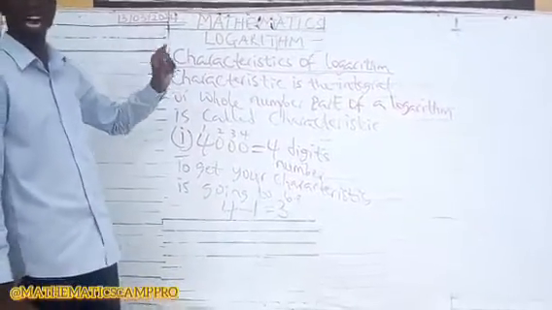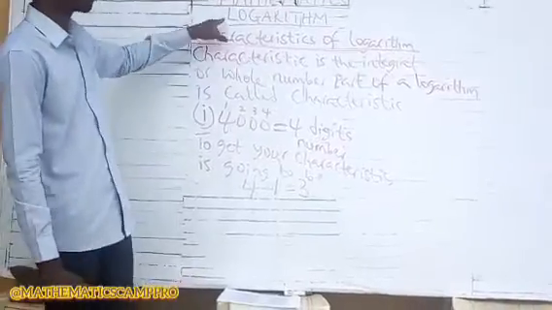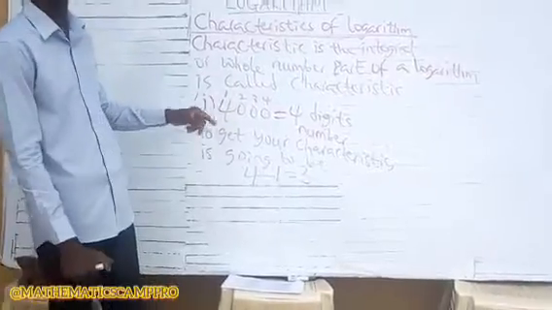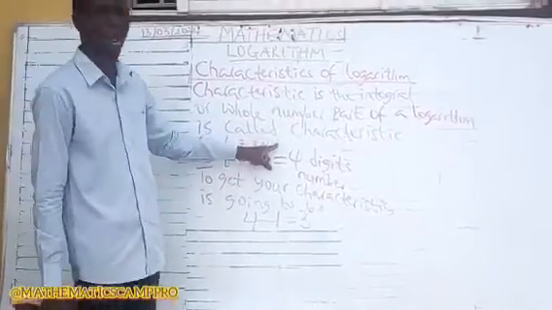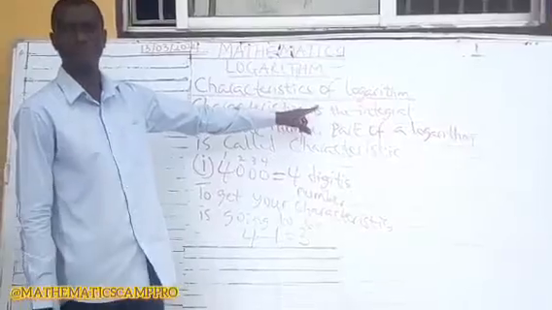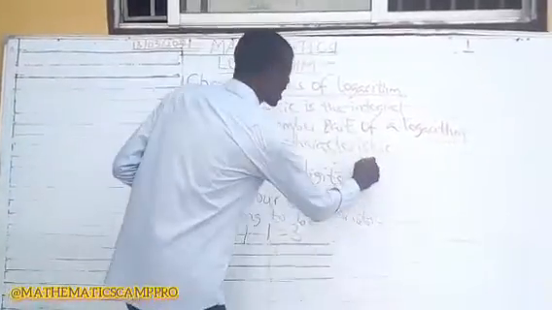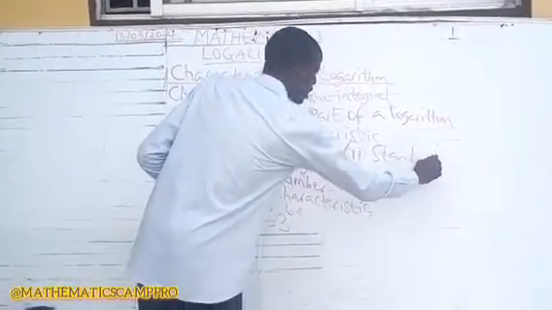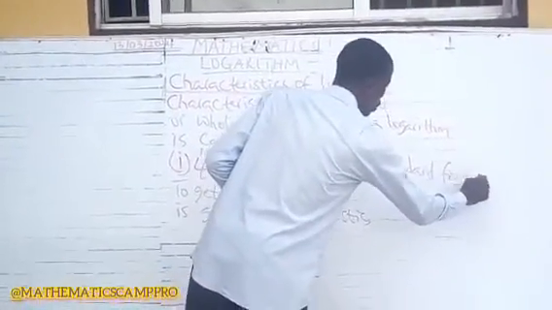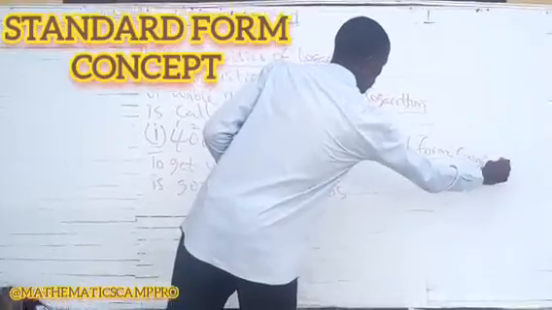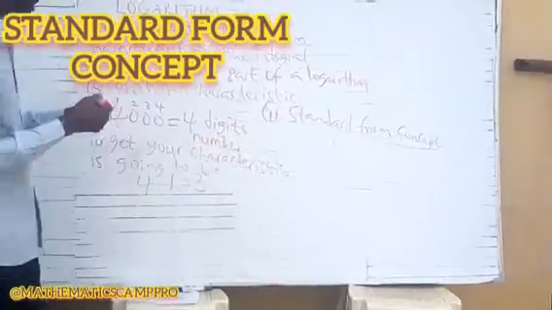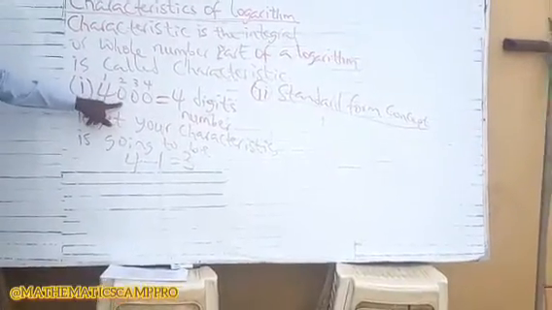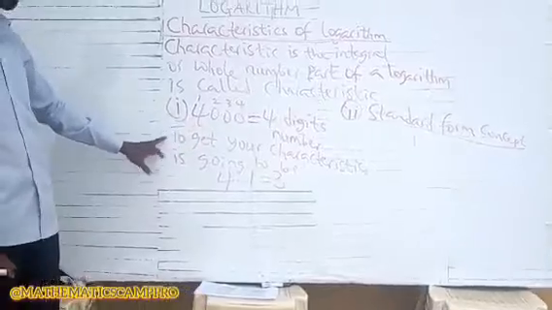I said, and I will keep on saying it, for you to understand logarithm, the knowledge of standard form is essential. What is the second way by which you can get the characteristics of your logarithm? That is the standard form concept. What did I call it? The standard form concept. We are using the same number. We have 4,000 on the board. How many digits is this? We have 4 digits. This is the first way.